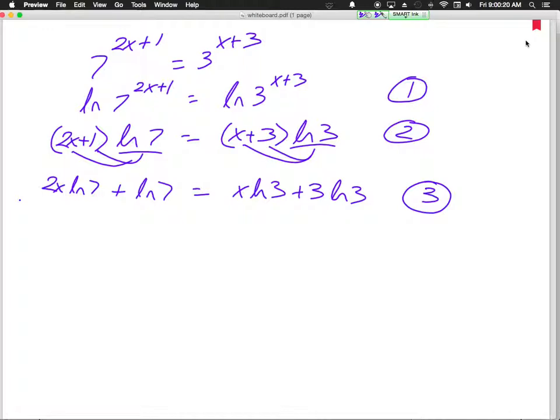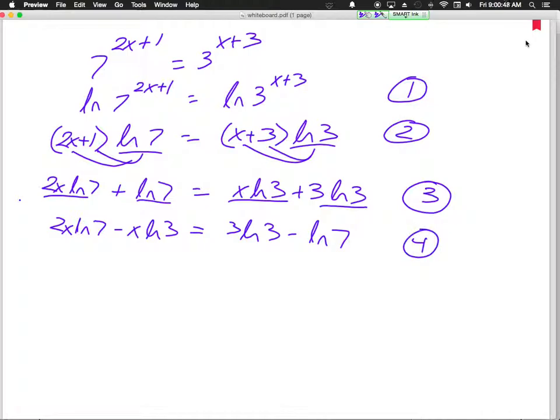Correct. I need a goal. Somebody tell me what my goal in the next step should be. Get the x's on them. Very good. If it's got an x in it, I need to get it together on the left. If it doesn't have an x in it, get it together on the right. So I've got 2x natural log of 7 minus x natural log of 3 equals 3 natural log of 3 minus natural log of 7.